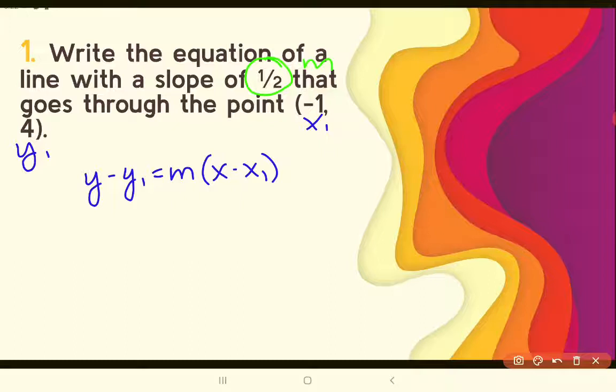So we'll start with M. M is 1/2. Then I replace x1. So I write down x minus, and then I write down that x1 is -1. Do the same thing on the other side. I write down y minus, and then y1 is 4.